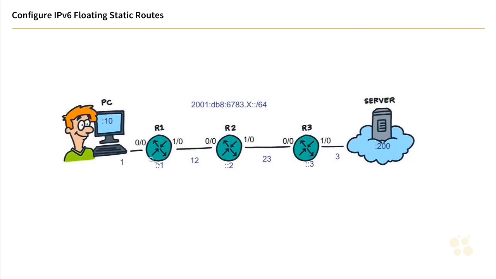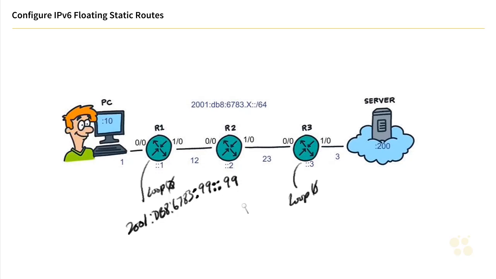Let's create a couple new loopback interfaces. One on R1, we'll create loopback 0, and one on R3, loopback 0. And for those loopbacks, let's assign each of them an IPv6 address of 2001:DB8:6783:99::99, with a host portion of 99. That way it'll be very visible when we see it.